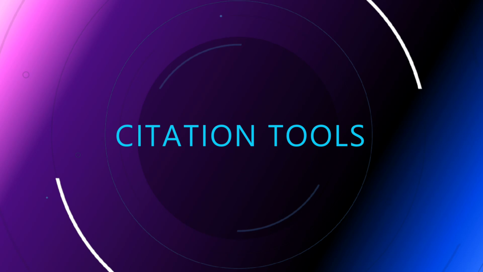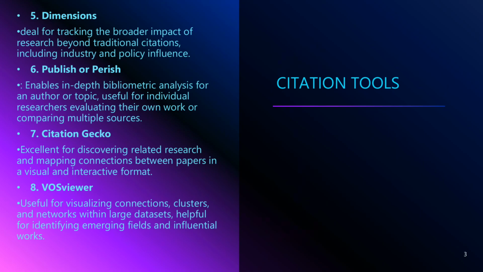There are many different tools and software that can help you stay organized throughout your journey. You should start using them early. To complement the more commonly used tools, these additional platforms can deepen your research insight. Dimensions is excellent for tracking research influence beyond academic citations. It includes data from industry, policy documents, and patents. This is especially useful if you're aiming for societal or applied impact.